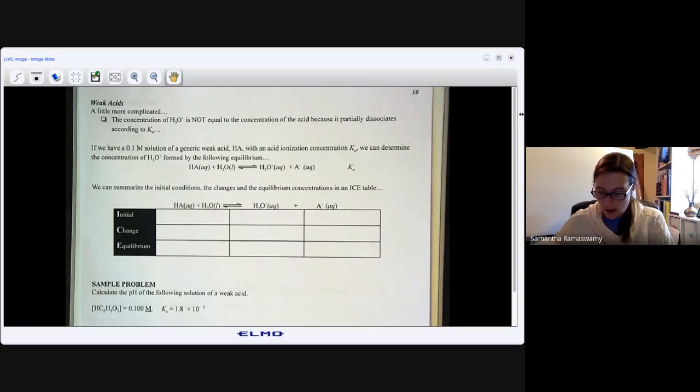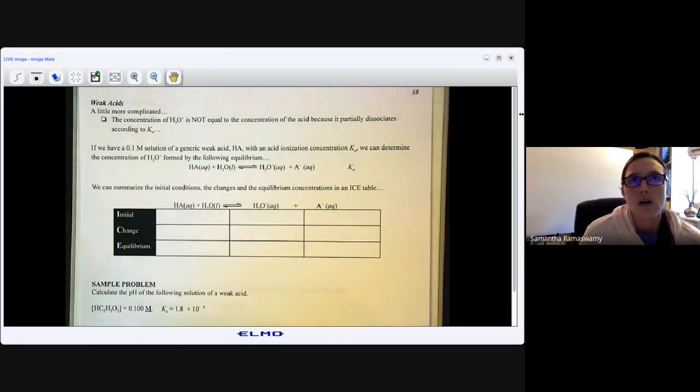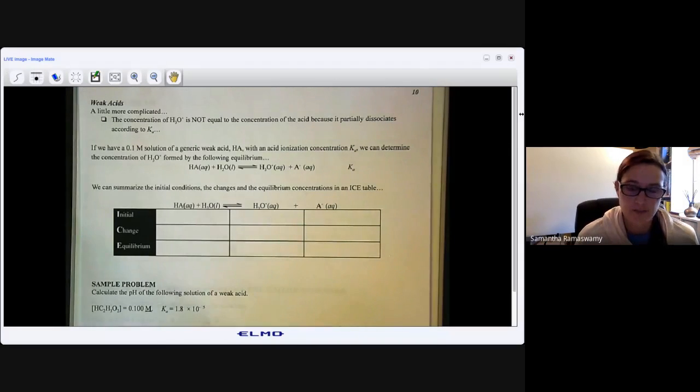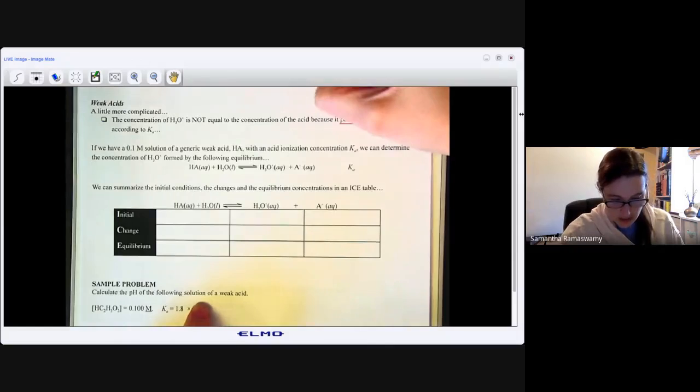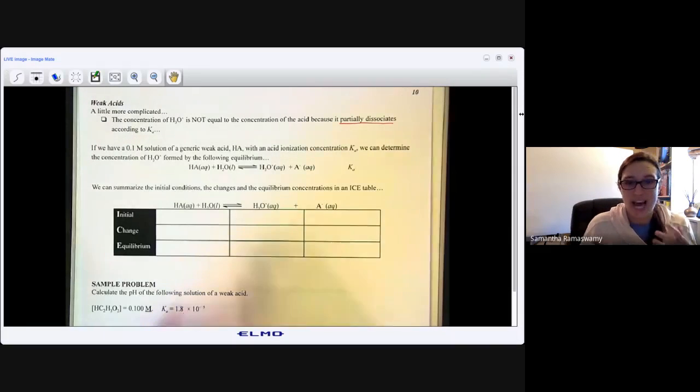And now we're going to focus on weak acids and weak bases. Unlike strong acids, where we can just use the concentration of the acid to figure out the concentration of H+, we can't do that now, because a weak acid only partially dissociates. So it's at equilibrium.